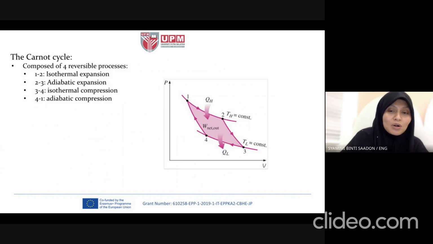Okay, so this is how we sketch the Carnot cycle in a PV diagram. From 1 to 2 we have isothermal expansion, and then 2 to 3 adiabatic expansion, then isothermal compression, and last, adiabatic compression. Isothermal means the temperature is constant. So at 1 to 2, the heat source temperature is constant. At the isothermal compression 3 to 4, the low temperature is constant.